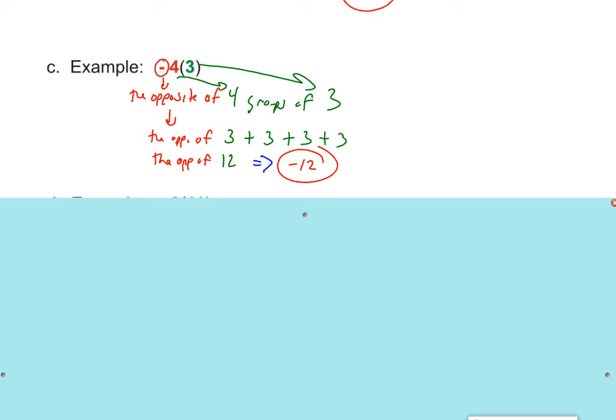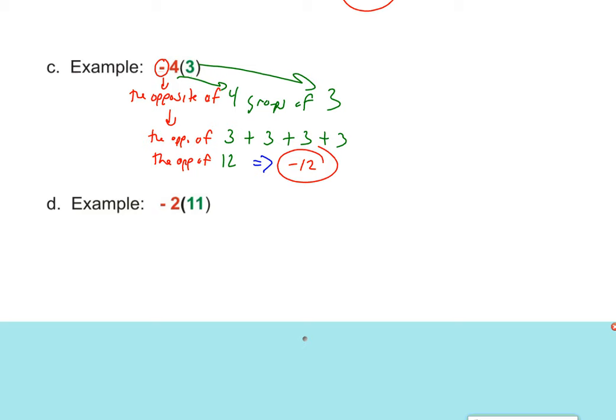So look, a negative 4 times a 3 is exactly the same as the opposite of 4 groups of 3. That ends up being the opposite of 12. And what's the opposite of 12? Negative 12. And that's what's going on. Again, it's so much easier to multiply them. I'm just trying to get you to see why the answer is negative. That's all I'm after right now, is for you to believe that a negative times a positive is a negative.